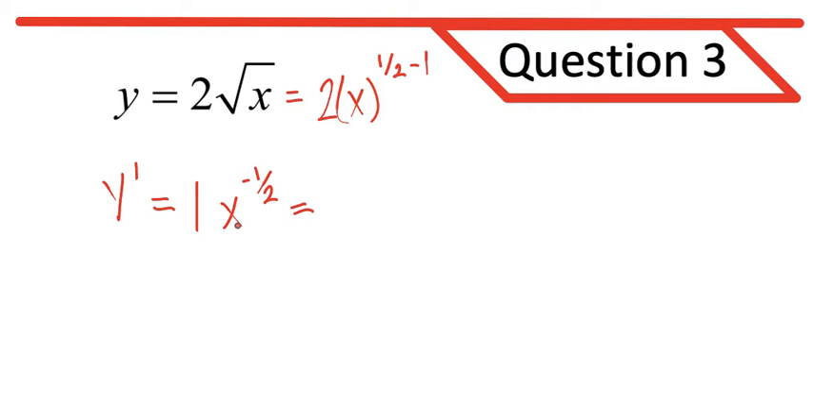And we find that 1 times x to the power of negative half is going to be 1 over x to the power of positive half. The exponent turns positive when we bring it down to the denominator. And then finally, we're going to say that the derivative of y equals 1 over the square root of x.